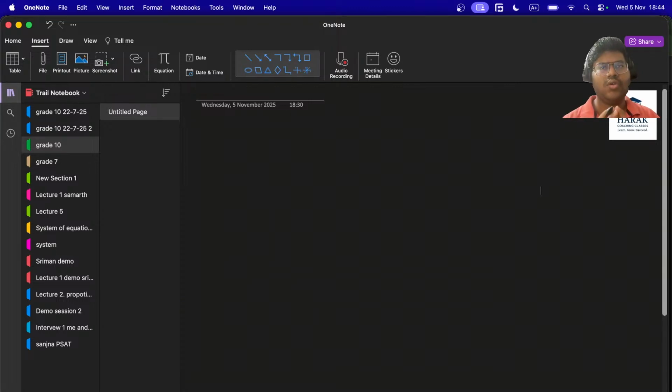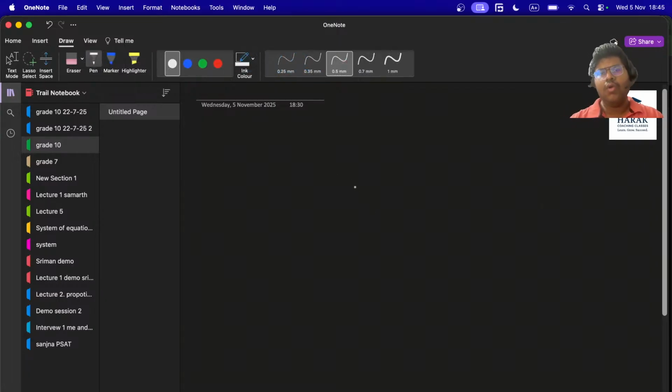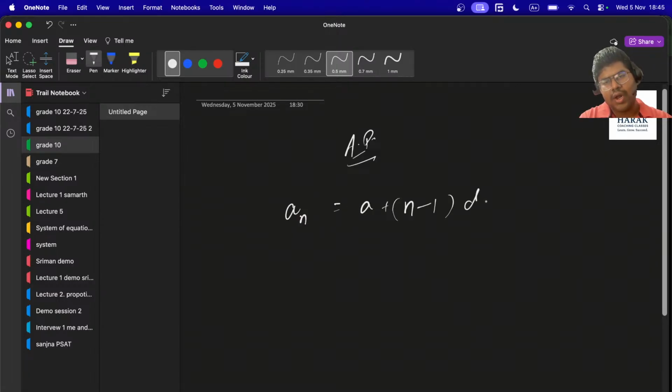Today we are going to learn about something called... so recall that we were doing arithmetic progressions, and in the last lecture we have seen what is meant by an AP, right? And we saw that this is the general term of the AP, right?